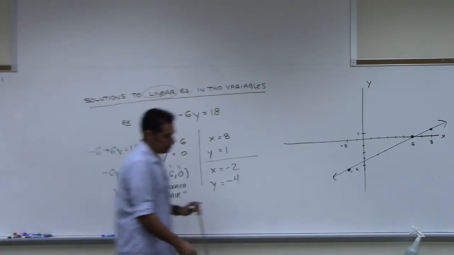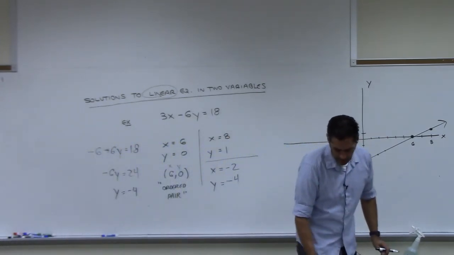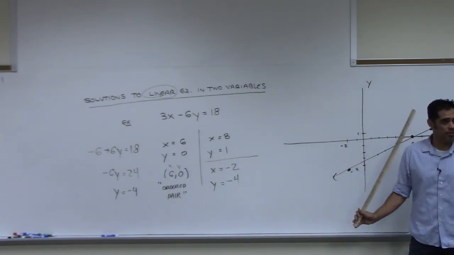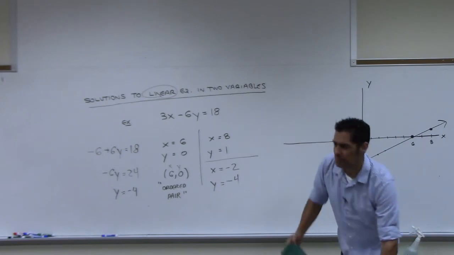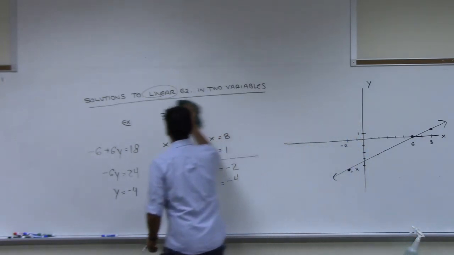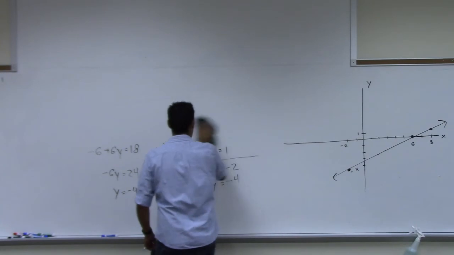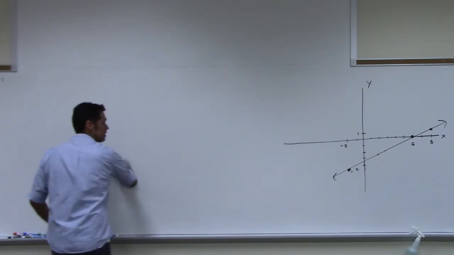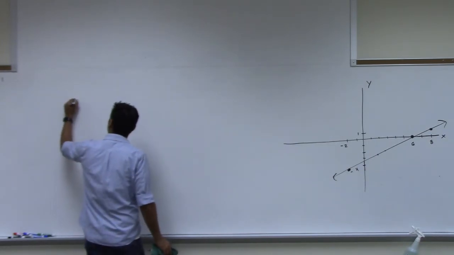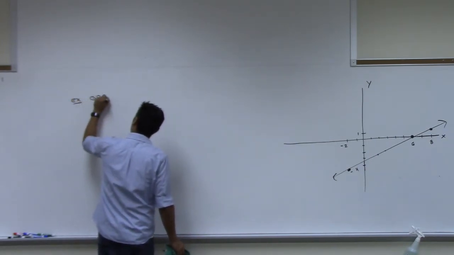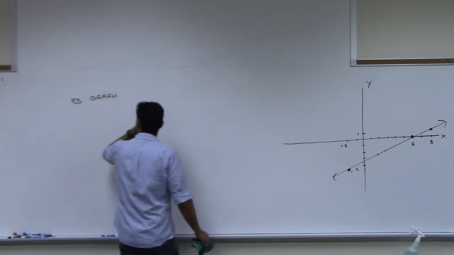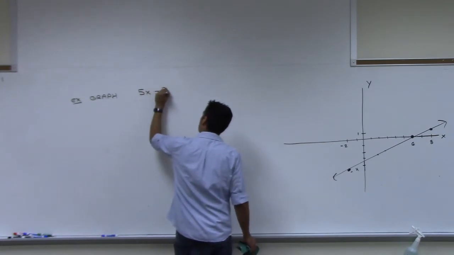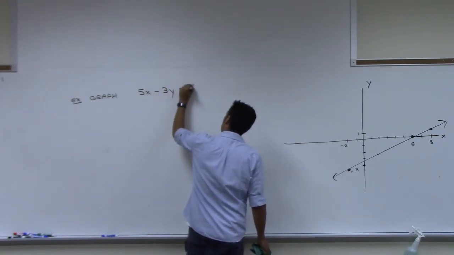Now, what we're going to do next is I'm going to start off with an equation and I'm going to ask you to graph its solutions. And we're going to come up with a kind of a short way of doing it. I know a lot of you have seen this, I can tell by the look in your eyes. All right, so this example, I want us to graph. Let's try 5x minus 3y equals 15.